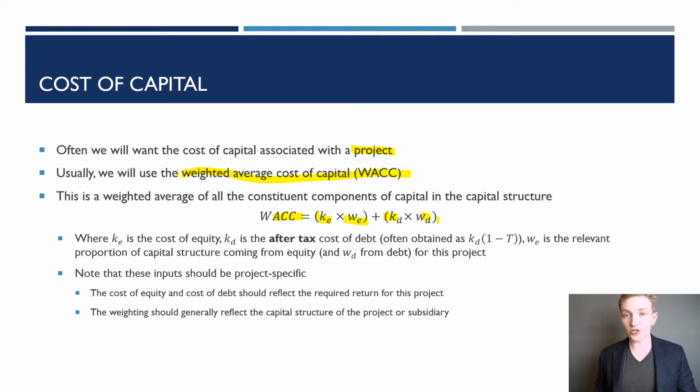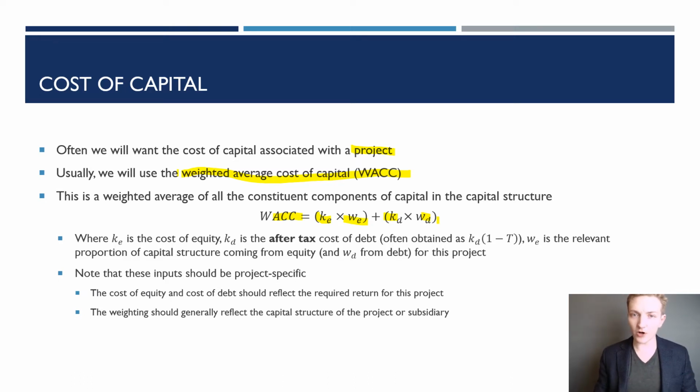The after-tax cost of debt is the pre-tax cost of debt multiplied by 1 minus the tax rate. So we just need to be mindful of that. Sometimes you'll see the formula expressed slightly differently depending on the notation. Just make sure that you're clear about what exactly is going into the formula rather than just blindly using it.